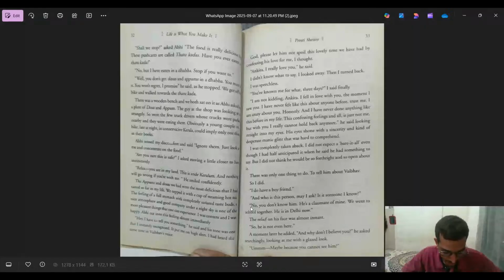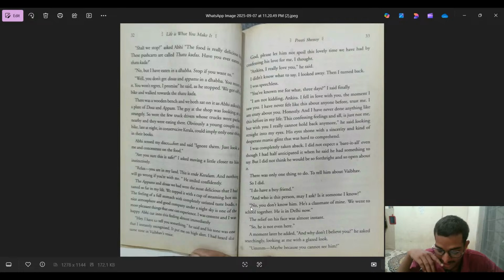"I have to tell you something," he said, and his tone was one that I instantly recognized. It put me on alert. I had heard that tone in men's voices before. God, please let him not spoil this lovely time we had by confessing his love for me, I thought. "Ankita, I really love you," he said. I didn't know what to say.